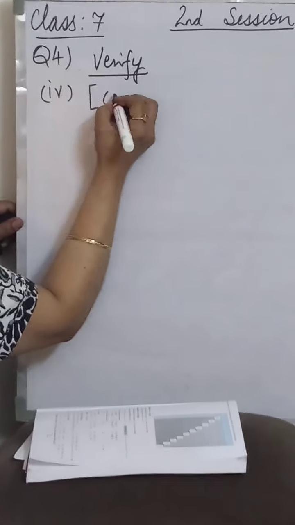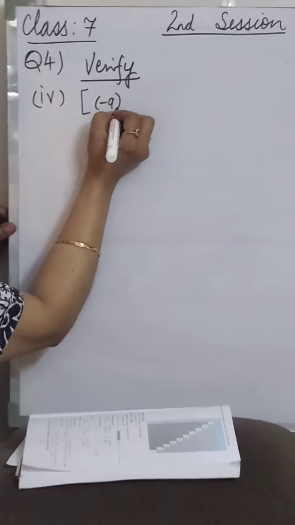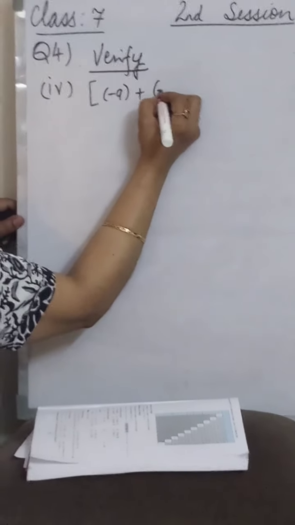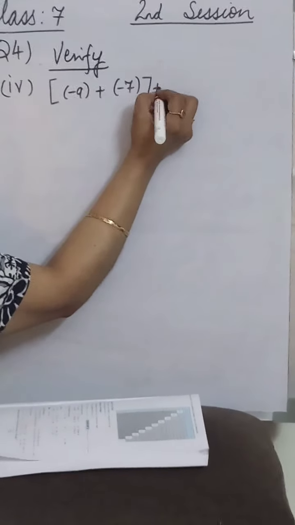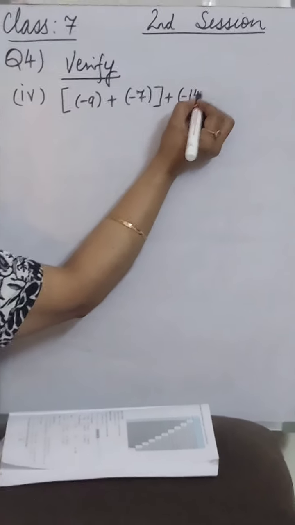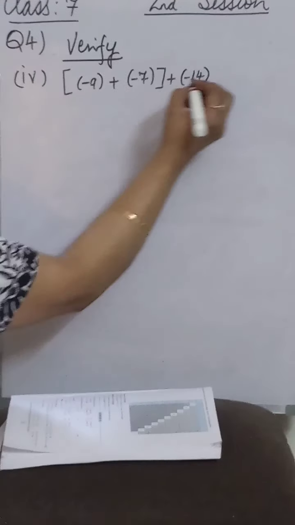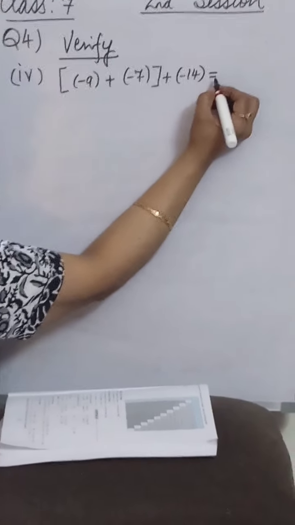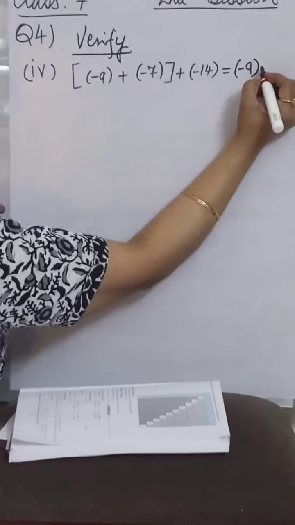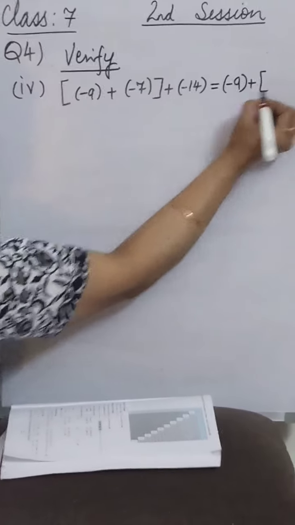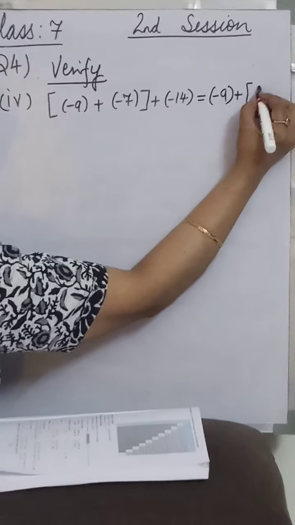Now we have a square bracket, minus 7, minus 9 minus 7 plus minus 14. Which property is it, children? Check it and say what we are doing in this. We are just changing the association.